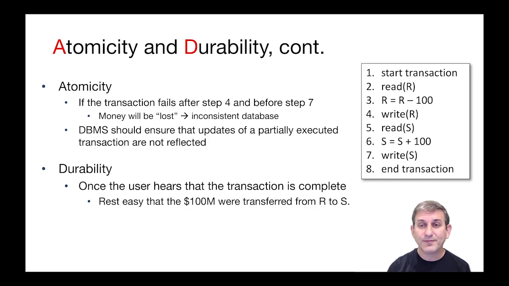Now the durability property: if the transaction runs to completion and in step 8 says end transaction and receives a commit message, then the user should rest assured that their $100, or perhaps it's $100 million, was transferred from R to S.